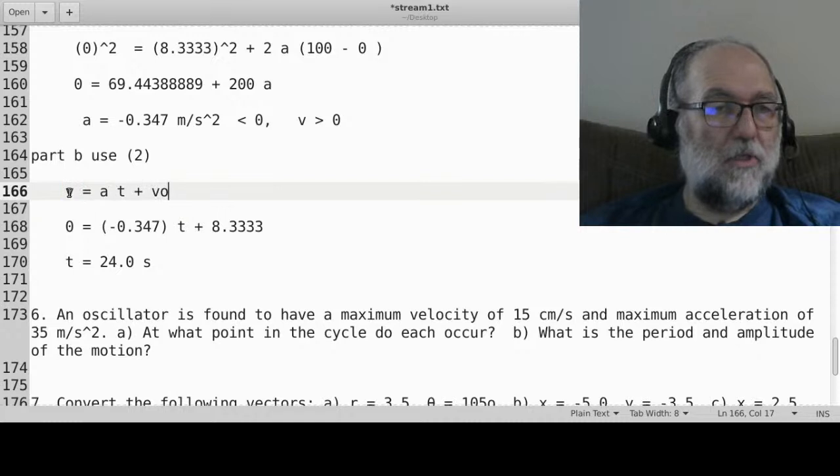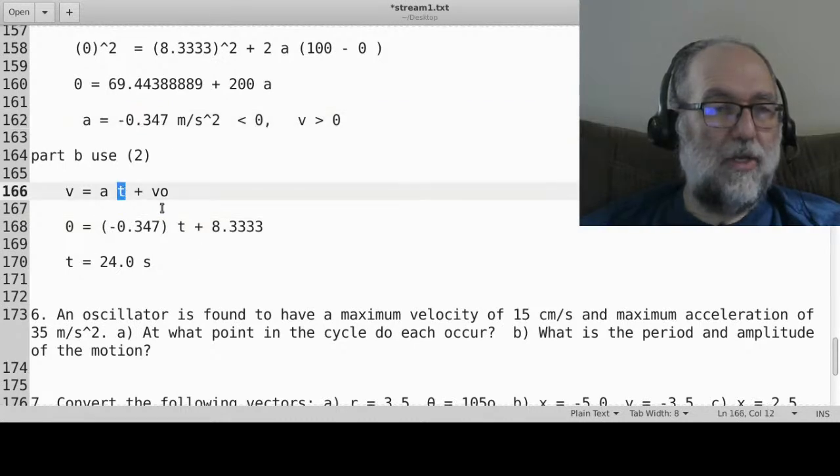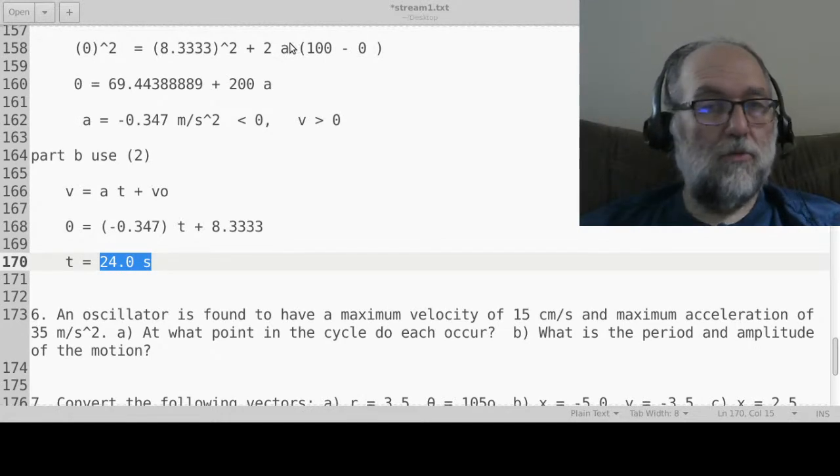There it is. Substitute in the final velocity 0. The acceleration, we now know it. It's that value there. Time, we don't know. Initial velocity is that 8.3333. And this is easy to solve. It just turns out to be 24 seconds. Okay, so it takes me 24 seconds to come to a halt.